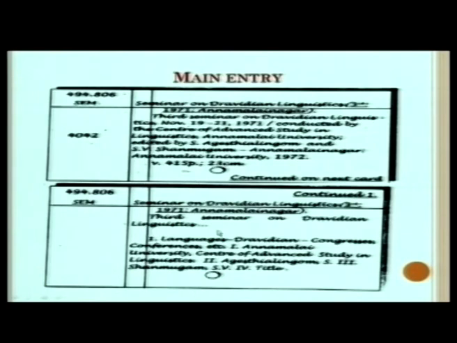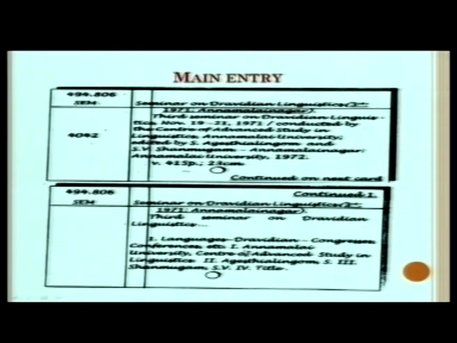When we continue, then there is only the tracing section to be done. Here you can see we have extracted only one subject heading from the Sears list, that is Languages - Dravidian - Congresses, conferences, etc. So, for one heading we have to prepare an added entry.